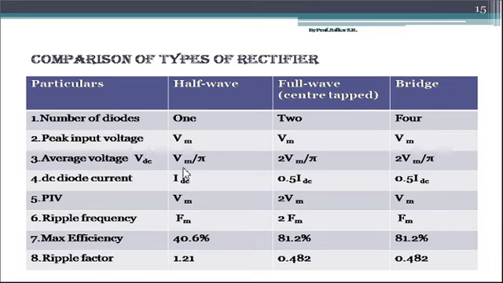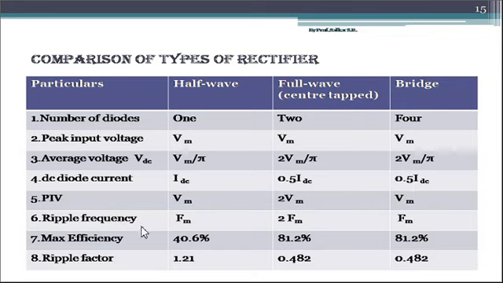So for half wave this voltage is Vm by pi. For center tapped it is 2 Vm by pi because 2 diodes are used, and for bridge also it is 2 Vm by pi. DC diode current is denoted by IDC. For half wave we have the same current as that of the input, denoted by IDC. For center tap, that current is half, that is 0.5 IDC, and for bridge also the current is half that of the input, that is 0.5 IDC.